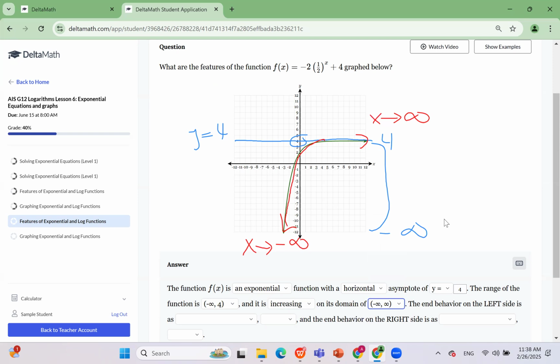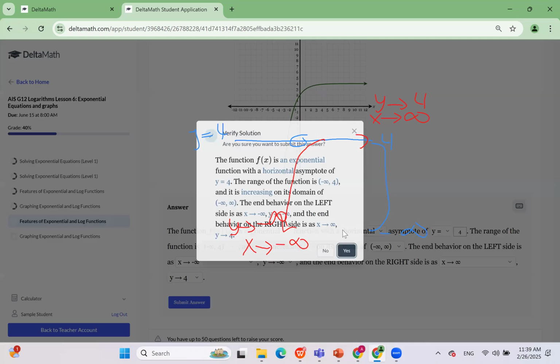Now the end behavior on the left, we said already that x approaches -infinity and y as well approaches -infinity because it's moving down. So as x approaches -infinity, y approaches -infinity. And the end behavior on the right is that as x approaches infinity, the maximum for y has to be 4. So as x approaches infinity, y approaches 4 on the right, and that's it.